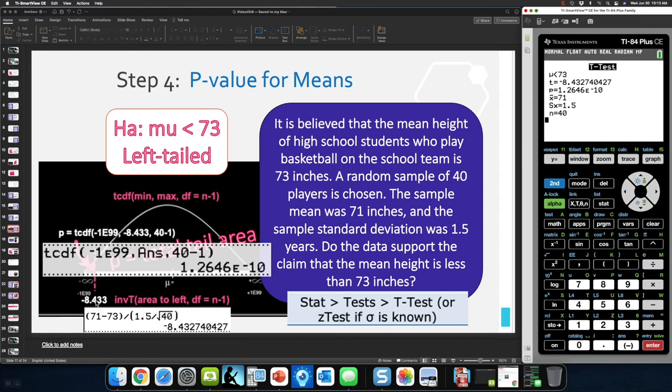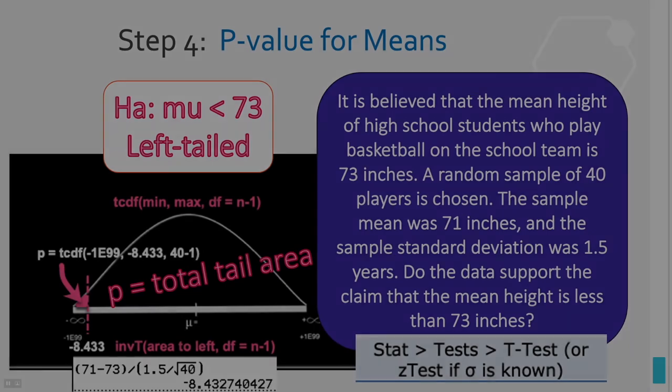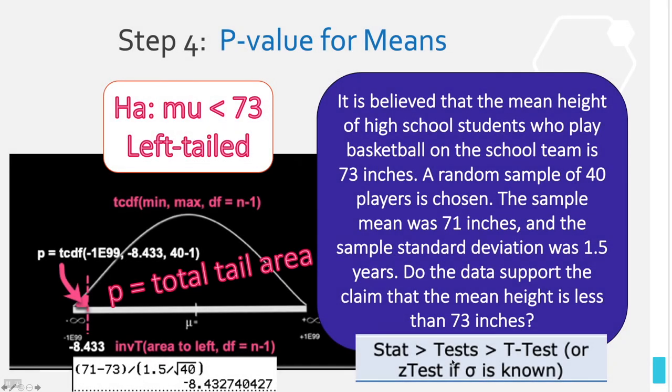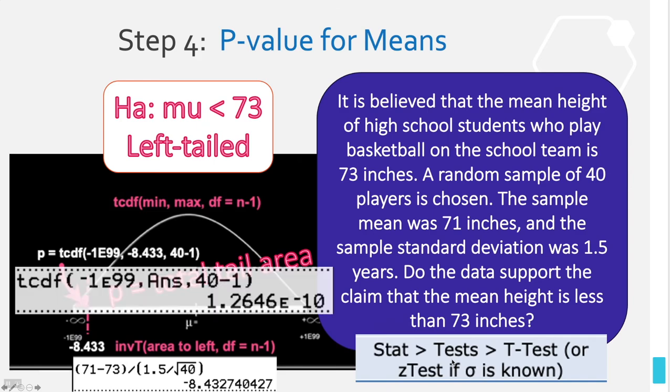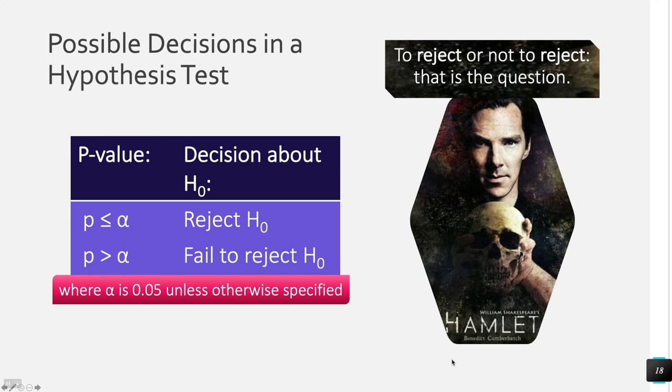And that's as I would expect it to be, because this is a really far to the left t-score. Remember, almost all data values are between negative 3 and positive 3 on the z-score, and that's pretty much true on the t-score as well, especially with as many as 40 data values. That's close to true. And so now we've done step 1, step 2, step 3, step 4. We are almost ready for the conclusion. To design our conclusion, though, I like to think of the Hamlet quote, to be or not to be, to reject or not to reject. That is the question. So I've slightly changed Shakespeare.